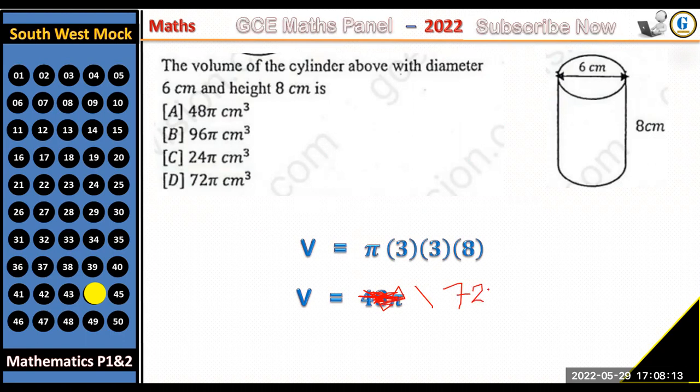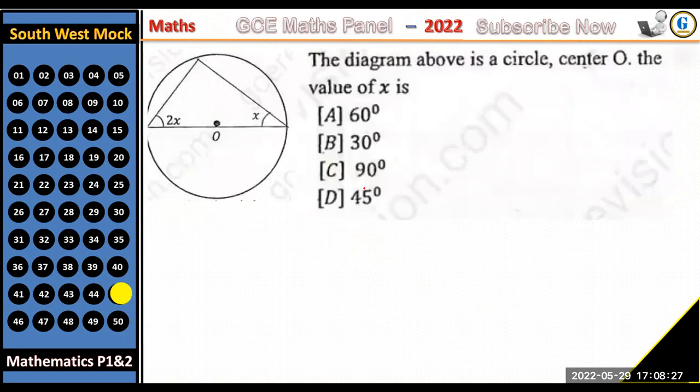72 pi cm cube. I take cm cube because it's volume. So it's 72 pi cm cube. So our key here is D. Question 45. The diagram above is a circle with center O. Value of x is.